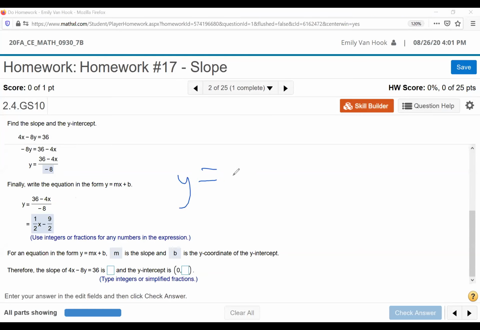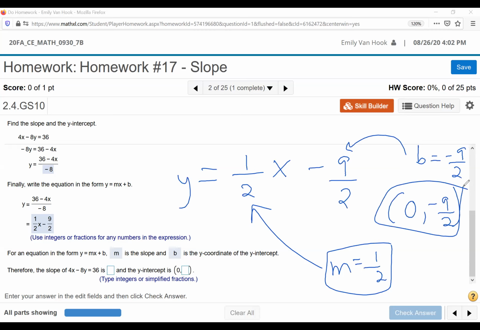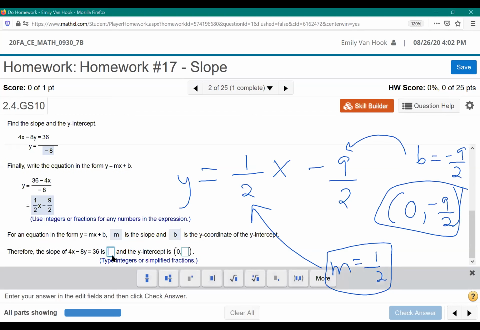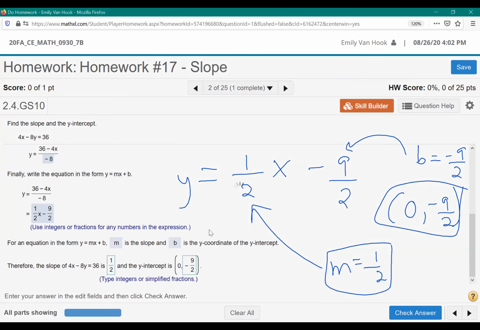Y equals 1/2 x minus 9 over 2. Okay, so m is 1/2, and then b is that -9 over 2. So our y-intercept is 0, -9 over 2. Okay, so that's what we're preparing to fill in these blanks here. So therefore the slope is 1/2, and the y-intercept is 0, -9 over 2. There it is.